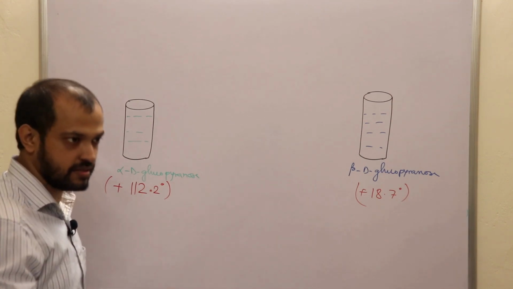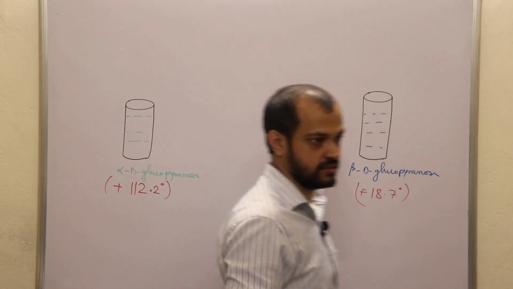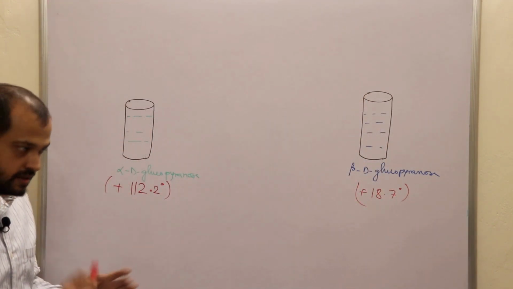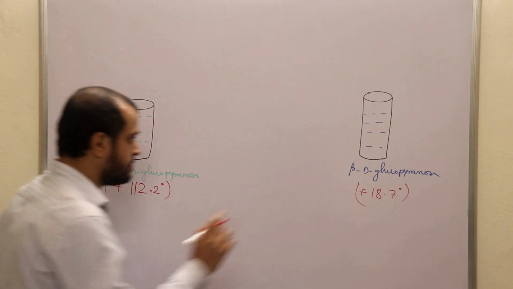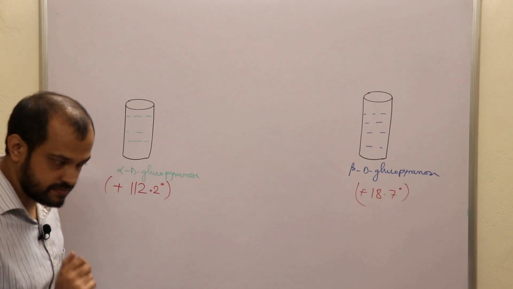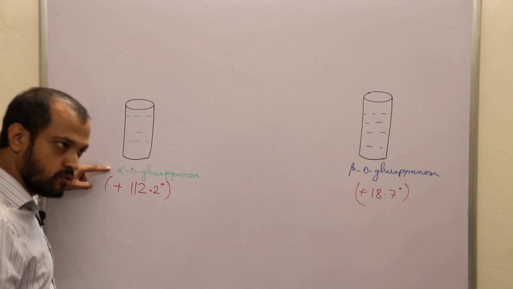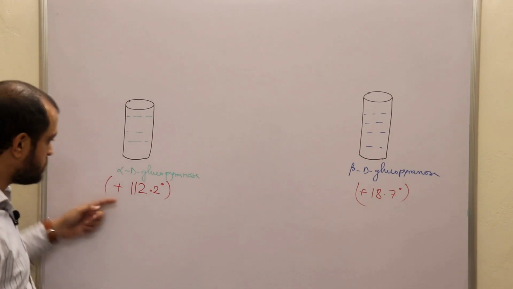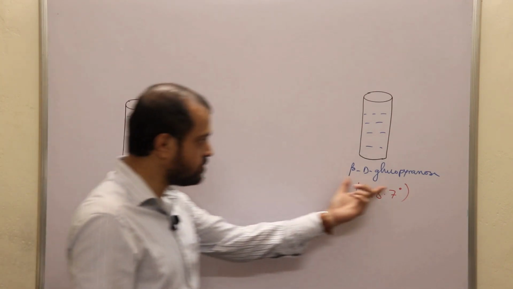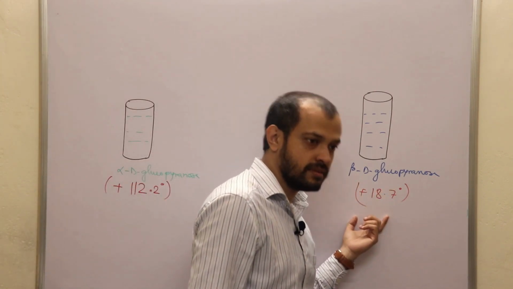But there is an important point here again to understand. What is that? Listen. If I take alpha D-glucopyranose, then the angle of rotation will be 112.2, right? And if I take beta D-glucose, the angle will be, right?